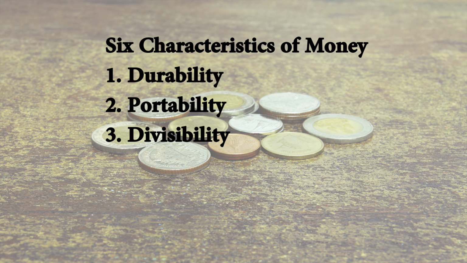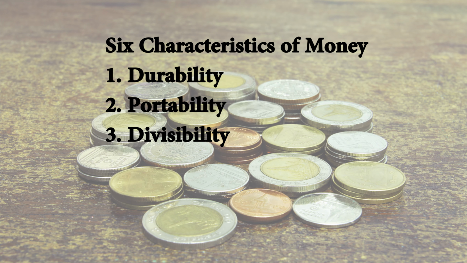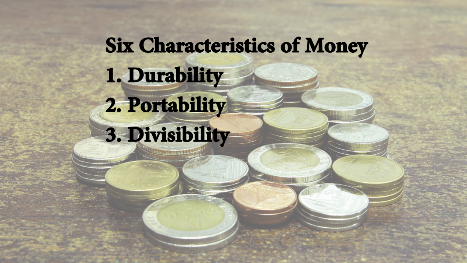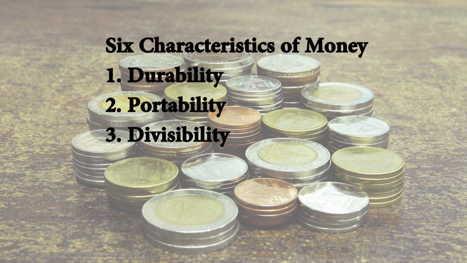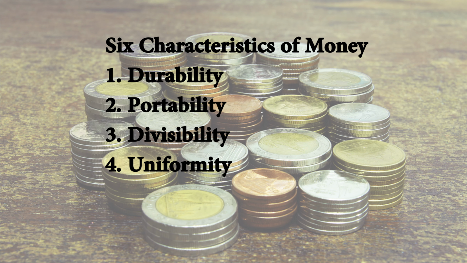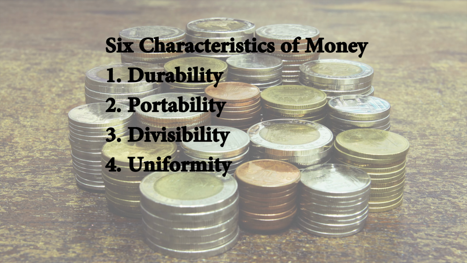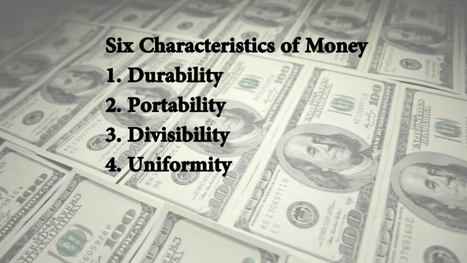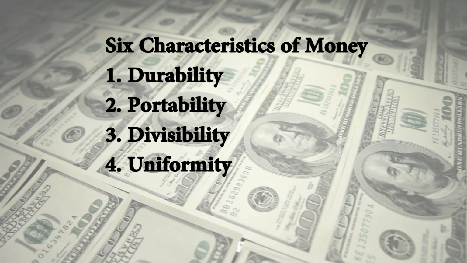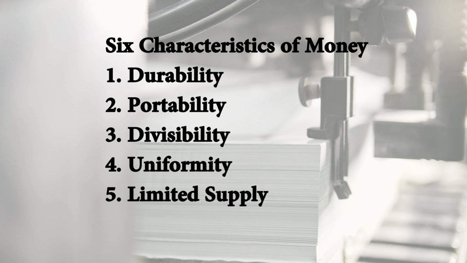Divisibility. A $20 bill can be exchanged for other denominations, say a 10, a 5, 4 ones, and 4 quarters. A cow, on the other hand, is not very divisible. Uniformity. Cows come in many sizes and shapes, and each has a different value. Cows are not a very uniform form of money. $20 bills are all the same size and shape and value. They are very uniform.